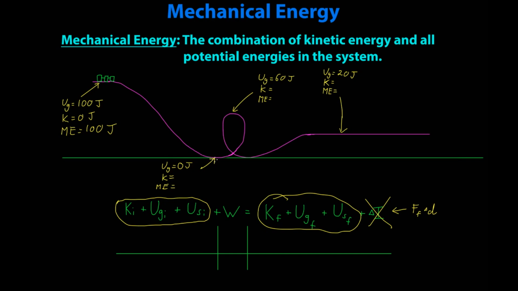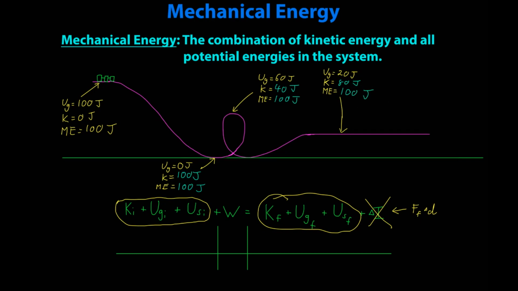Now, at the bottom here, height is 0, so there are 0 joules of gravitational potential energy. How much kinetic do I have? Well, if it's frictionless, I have 100 joules of kinetic energy. That means I have 100 joules of mechanical energy, because mechanical energy is all potentials and kinetic. At the top of the loop, I have 60 joules of potential energy. That means I have 40 joules of kinetic energy and 100 joules of mechanical energy. At the final plane here, I have 20 joules of gravitational potential energy. Therefore, I have 80 joules of kinetic energy and 100 joules of mechanical energy.